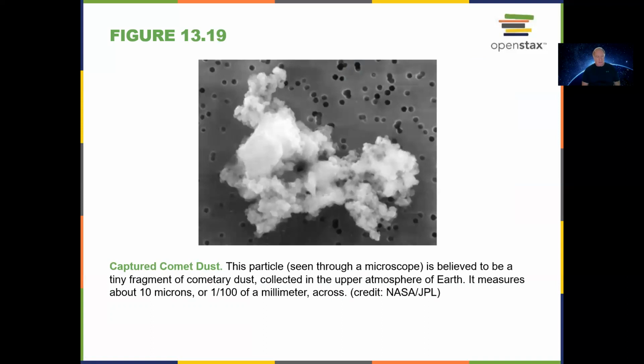Here's some captured comet dust. It's believed that this particle, seen through a microscope, is part of a tiny fragment of cometary dust collected in the upper atmosphere of the Earth. And it measures about 10 microns. That's 1/100th of a millimeter.